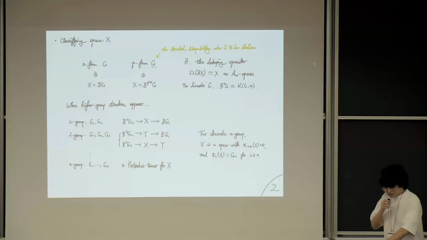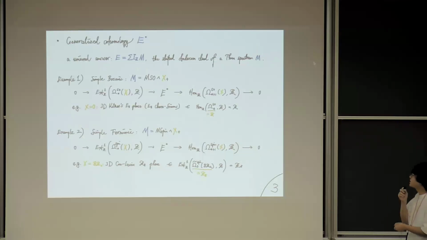And then, in order to classify the anomaly, we have to consider some generalized cohomology built out of this classifying space. There are many constructions depending on different perspectives and different properties of your physical system. However, several years ago, people found a quite good universal answer for such a construction.